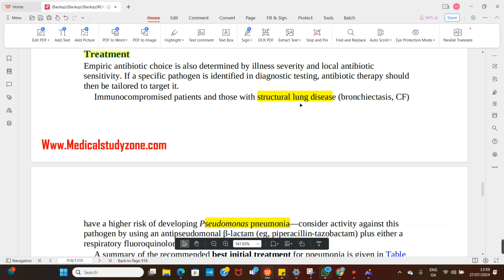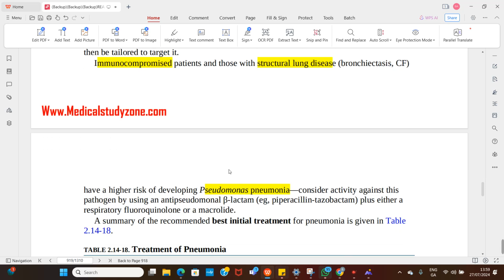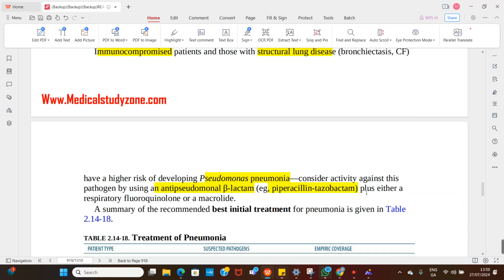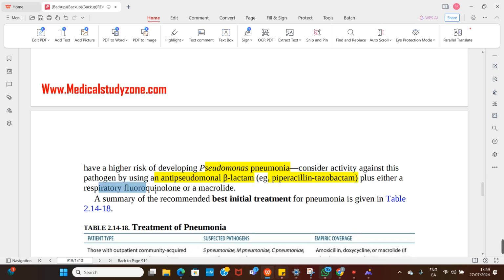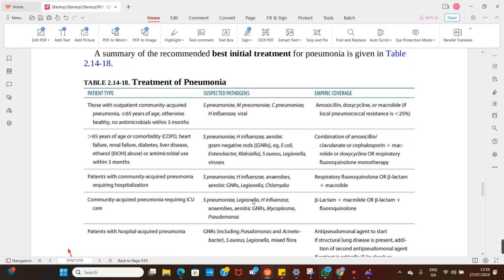So somebody comes in with bronchiectasis, somebody comes in with cystic fibrosis, or the person is immunocompromised, and you are not giving antibiotic covering against Pseudomonas, you have done nothing. So your anti-Pseudomonas beta-lactam is very important, like your piperacillin-tazobactam. Or you can add a respiratory fluoroquinolone or a macrolide to it. So I am going to talk about them in detail in this table.